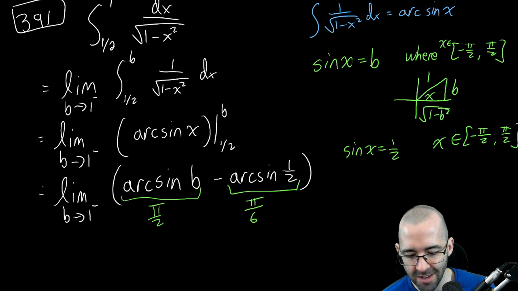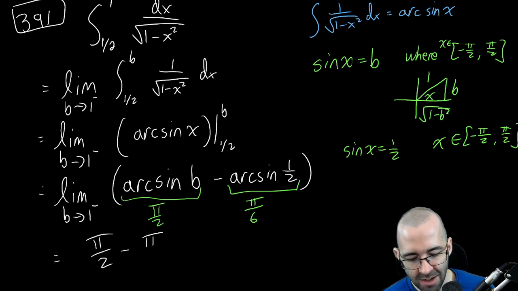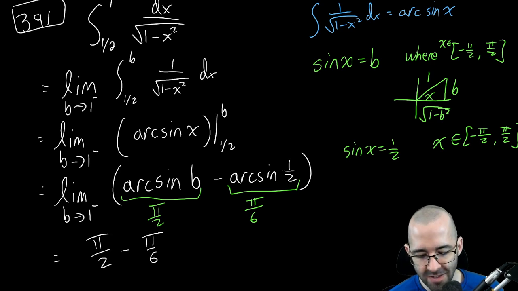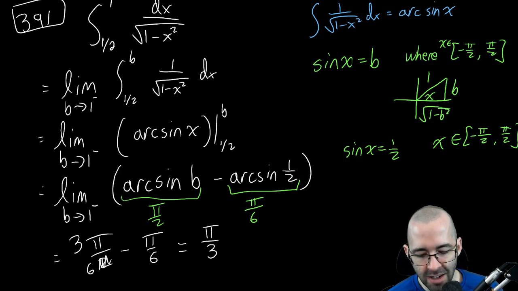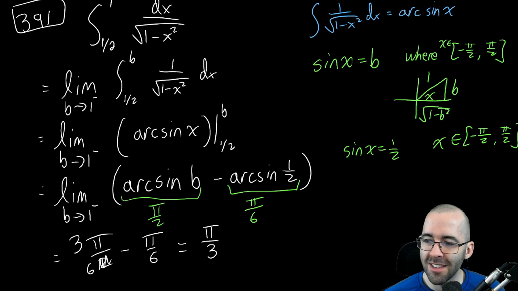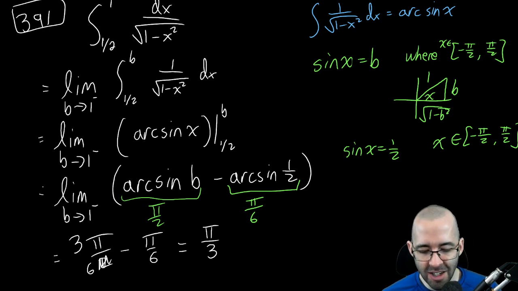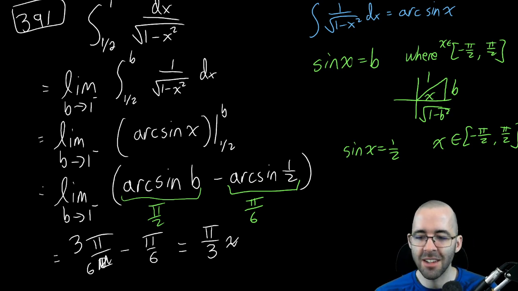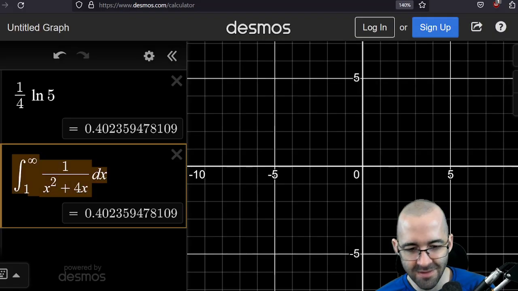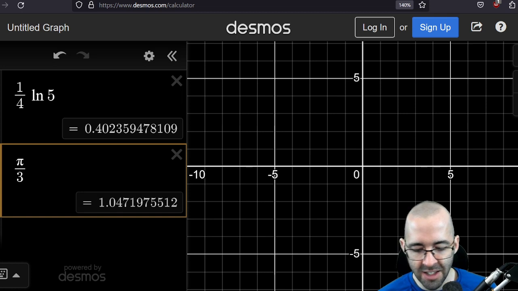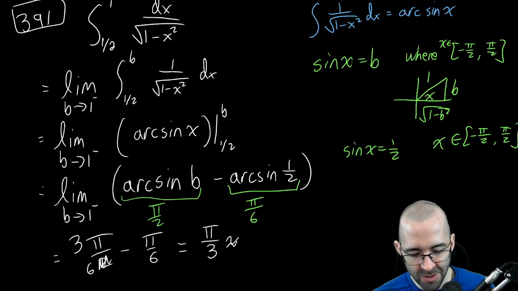So our answer is just pi over 2 minus pi over 6. So that's 3 pi over 6 minus 1 pi over 6. That's 2 pi over 6. That's pi over 3. And that's the answer. Well, I wanted it rounded to 3 decimal places, right? Pi over 3 is 1.047, which is what the book has.